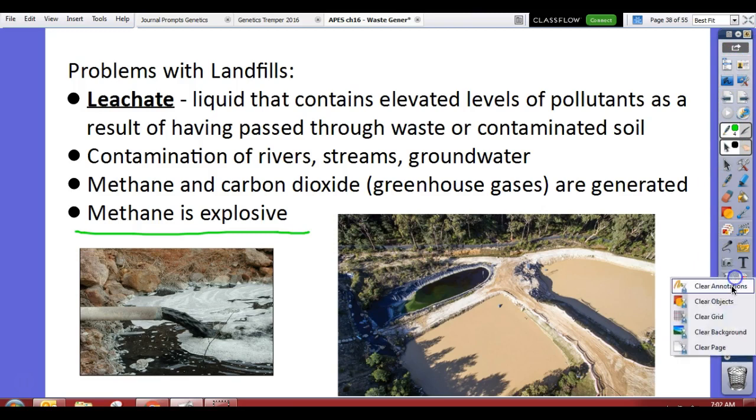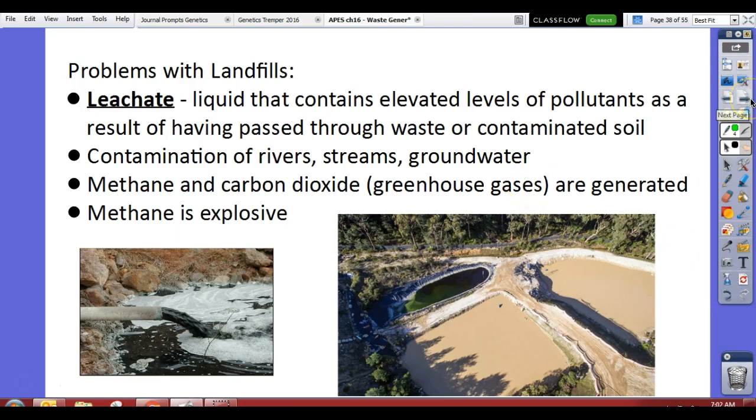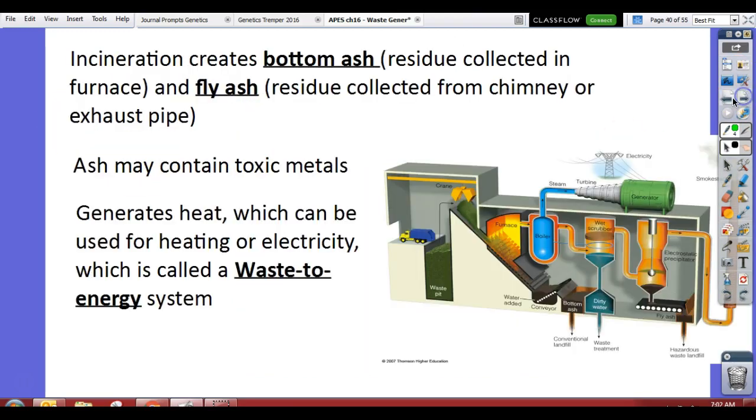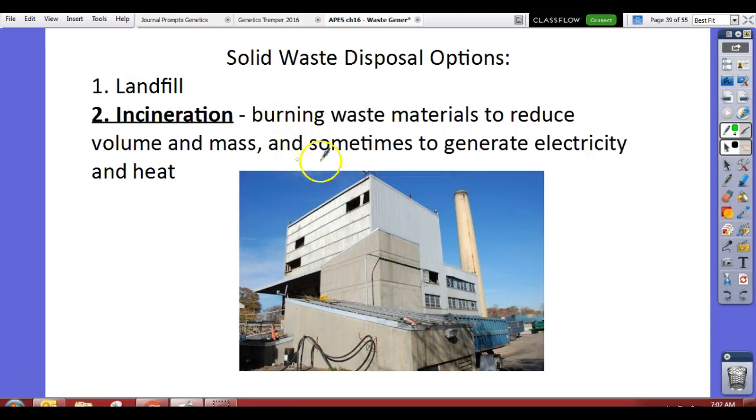So landfill, that's where most of our trash ends up. We can also burn it, okay? So incineration is our next option. So you just need to write this on that bullet point. You don't need to leave extra room. So incineration is burning waste materials to reduce volume. So reducing the amount of space it takes up.